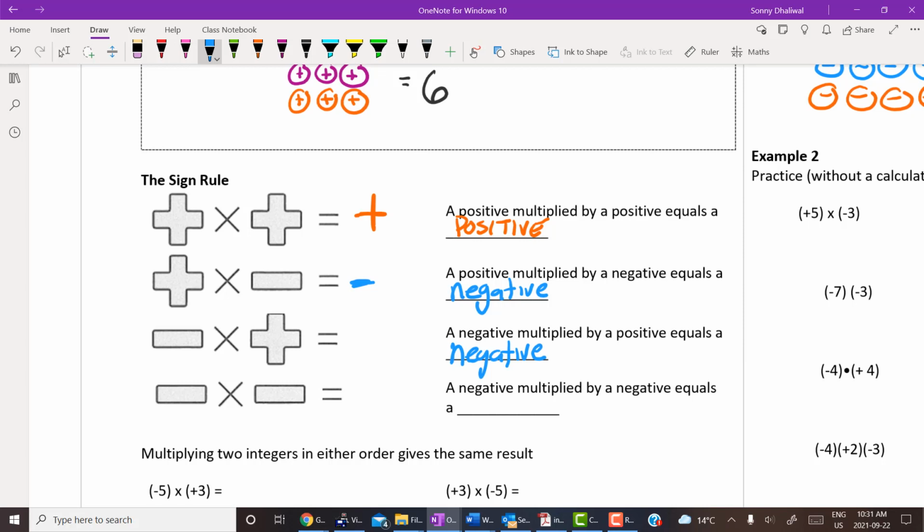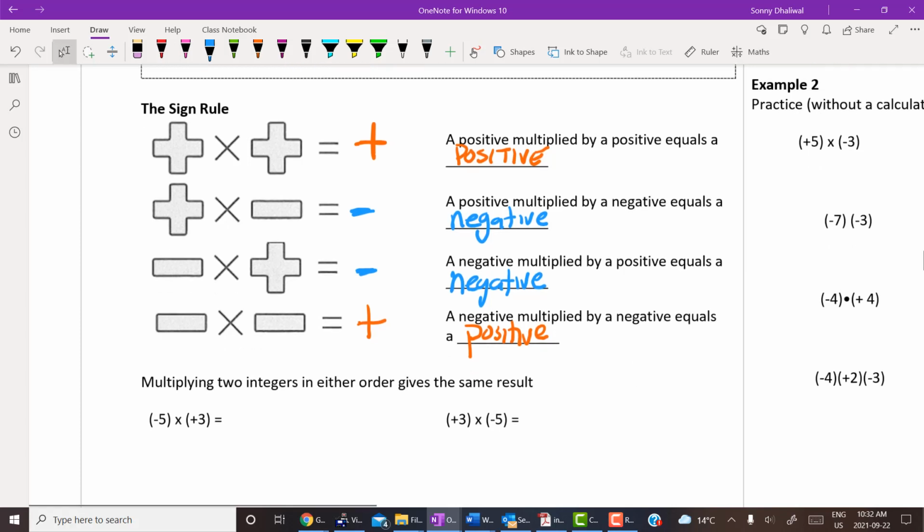Last situation here. If you had a negative and a negative, what would you have? Positive, thank you. I forgot to draw the negative above. There we go. So, if the two signs are the same, it's positive. That's our notes. Two signs the same, and it's positive.